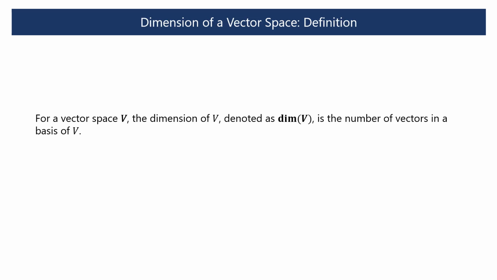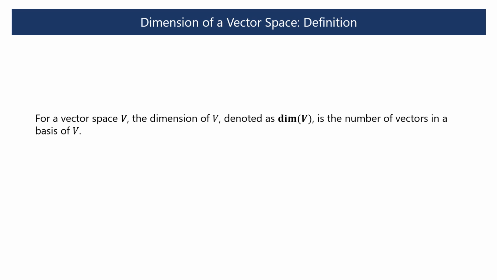Let's go on to another concept, dimension of a vector space. The dimension of a vector space is the number of vectors in any basis for the space. Intuitively, it tells us how many directions we can move within the space, or equivalently, the minimum number of vectors needed to span the space.